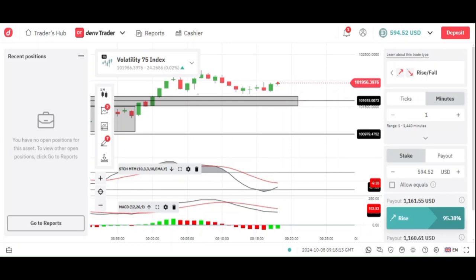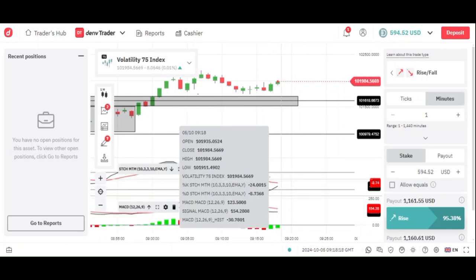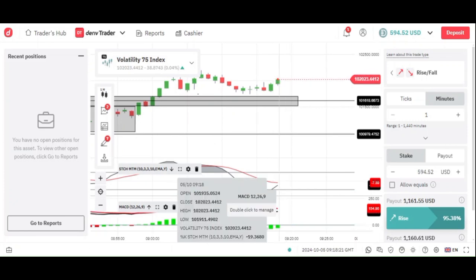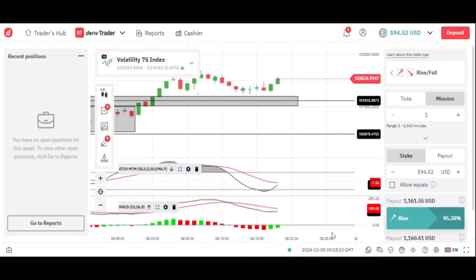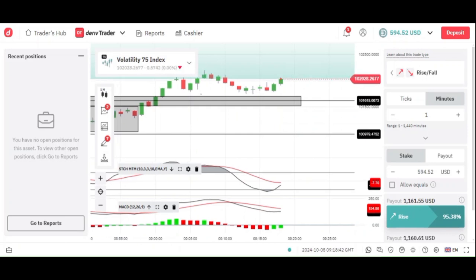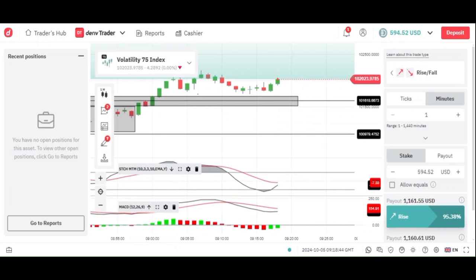So come put your stake. You can see I put 594, the one we got from the previous fair value gaps trade. So I published everything, then 594.52. Our aim is looking at these two, stochastic and MACD. Then I'll place Rise, because I'll have seen the MACD showing an uptrend on the top side, not below, after both lines have crossed each other. Mandatory, wait for the two lines to cross each other.